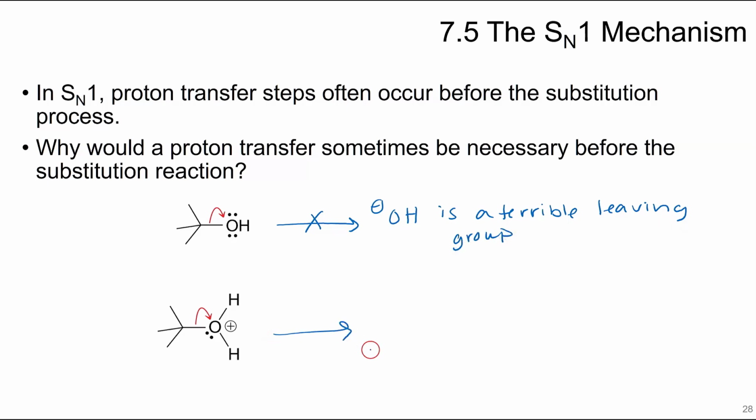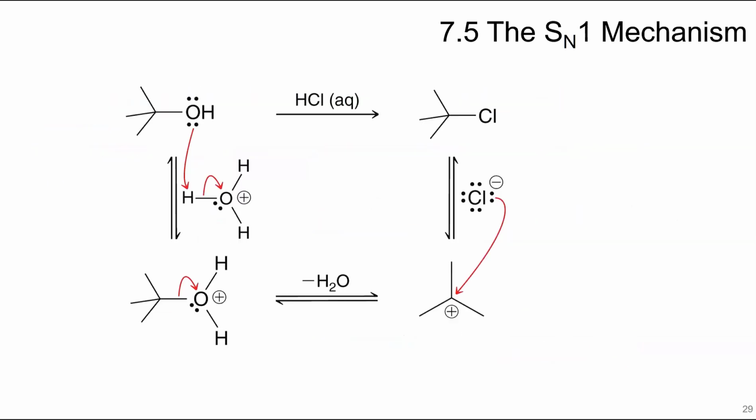Water is trying to leave, so water will succeed at leaving, and then we have that. So if you can protonate the alcohol via a proton transfer, that makes it an excellent leaving group. So in the mechanism of an SN1 reaction, in this particular one, if the OH is the intended leaving group, we have to do a proton transfer. So the OH picks up a proton from an acid, and then the leaving group leaves.